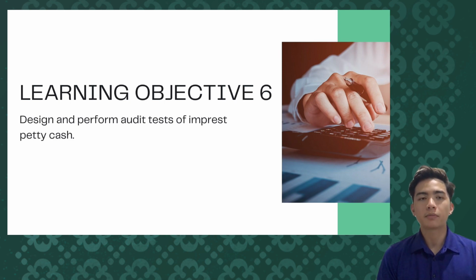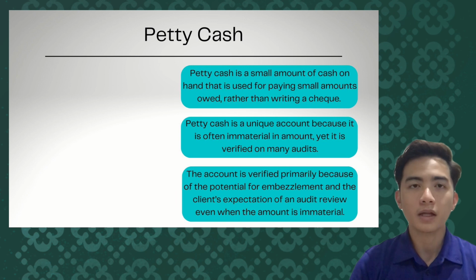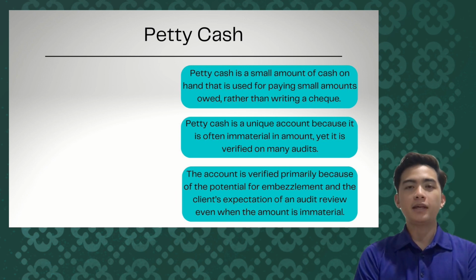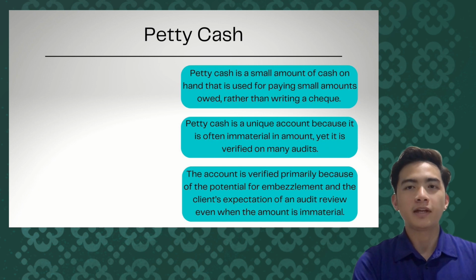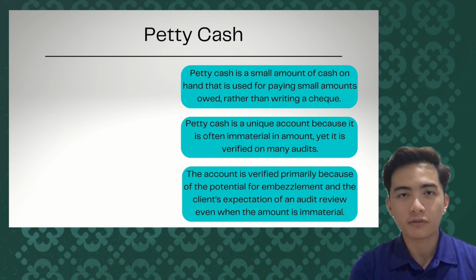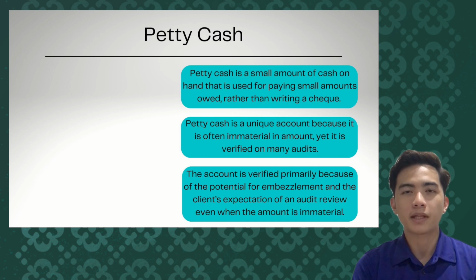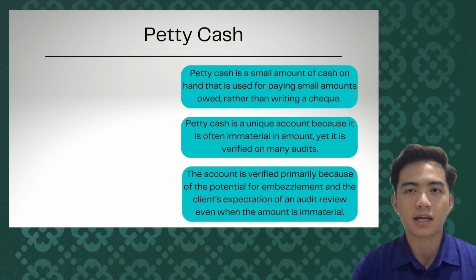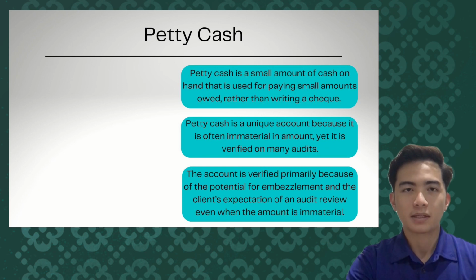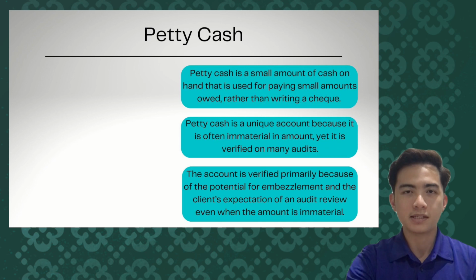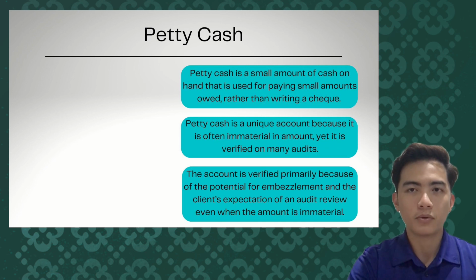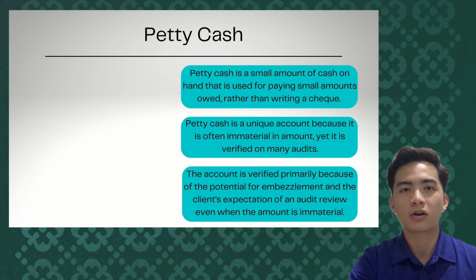Now, I'll be presenting learning objective 6, design and perform audit tests of imprest petty cash. Petty cash is a small amount of money that a company typically keeps available to cover the minor expenses of their day-to-day operations. A petty cash fund is usually placed in a drawer or a box. Companies often use petty cash for small office supplies such as postage, flowers, cab fares, and other small purchases, as well as to reimburse someone for bringing in things like lunch or coffee.